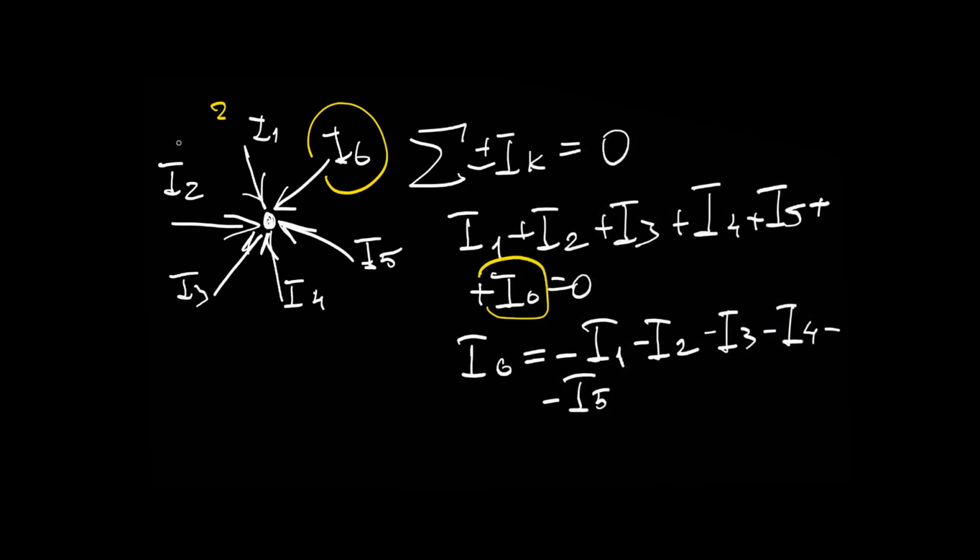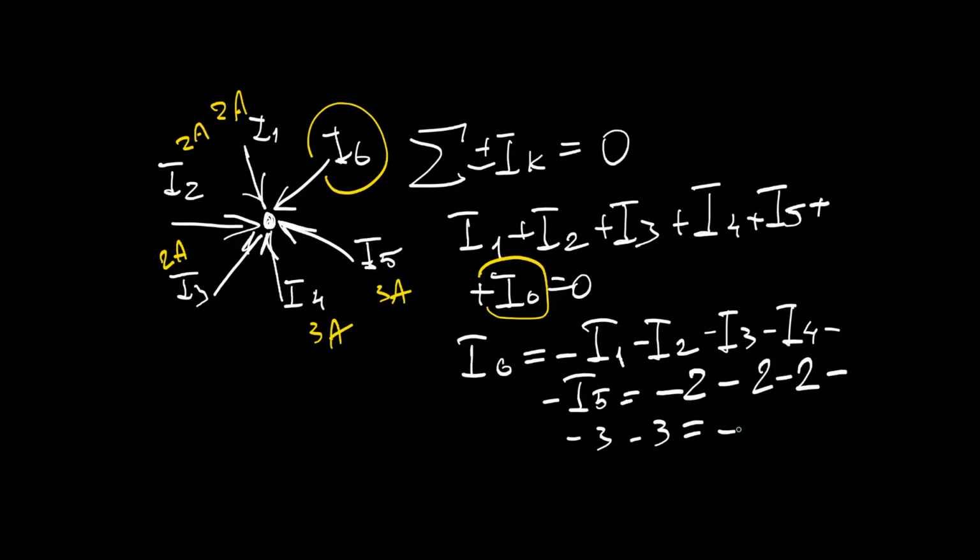And for example, all these currents will be 2 amps, 3 amps. So it will be minus 1, minus 2, minus 2, minus 2, minus 3, and minus 3. Minus 12 amps. Minus 12 amps means that this current, the last current I6, must have the opposite direction. So, as you can see, this law really works.